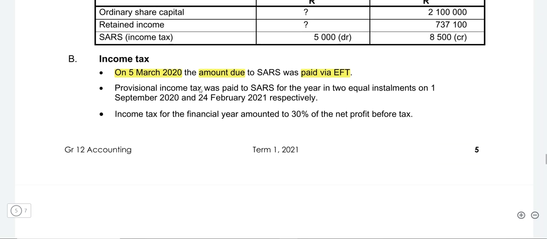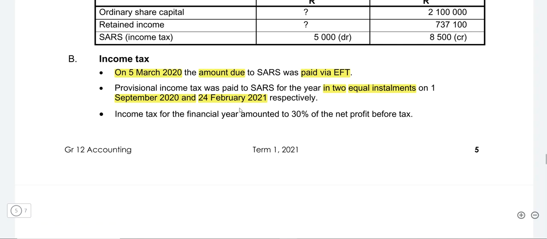So we are done with the first one, and then the next one, they are saying that provisional income tax was paid to SARS for the year in 2 equal, keyword 2 equal, meaning that they would be the same. So we need to remember this, that this is 2 equal installments, and also we must remember the date. The first one is on the 1st of September, and then the second one is on the 24th of February 2021. But we must really try to remember that the 2 amounts were equal, and they did not give it to you, so it means you will probably use those amounts as a balancing figure.